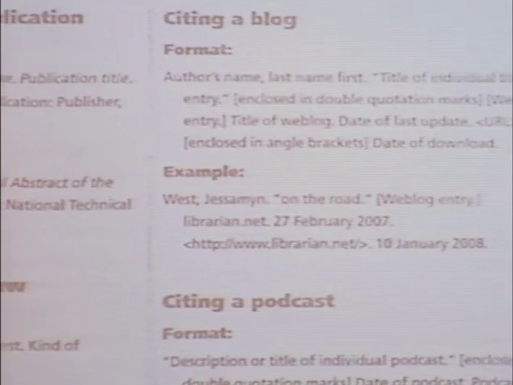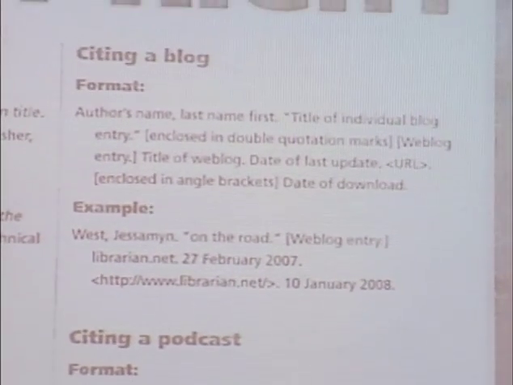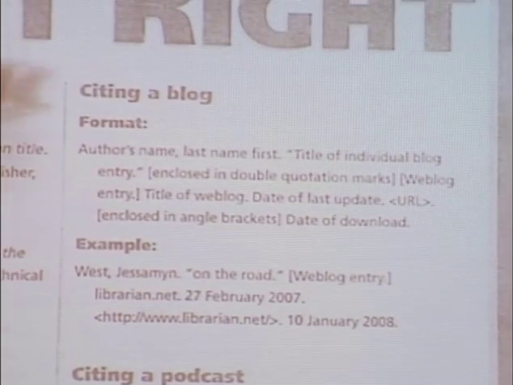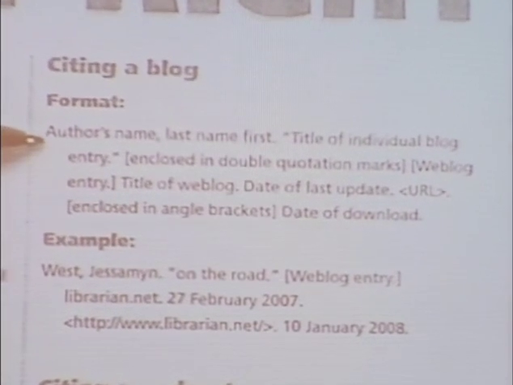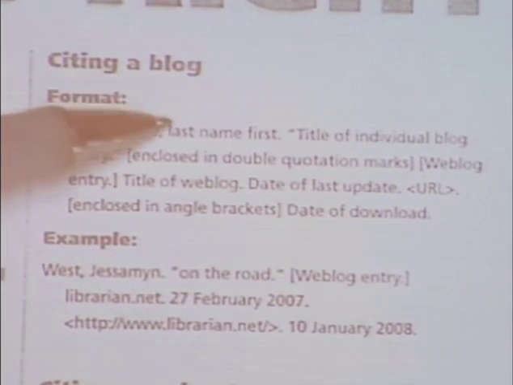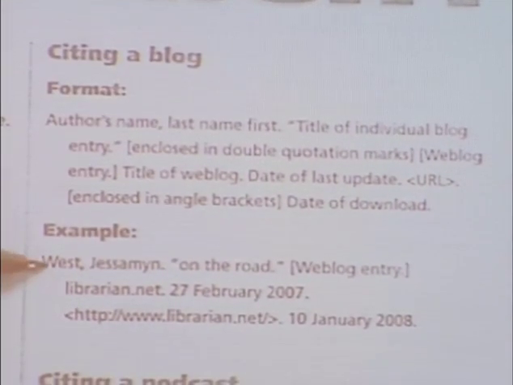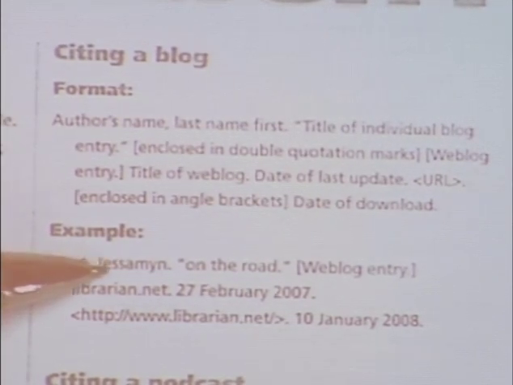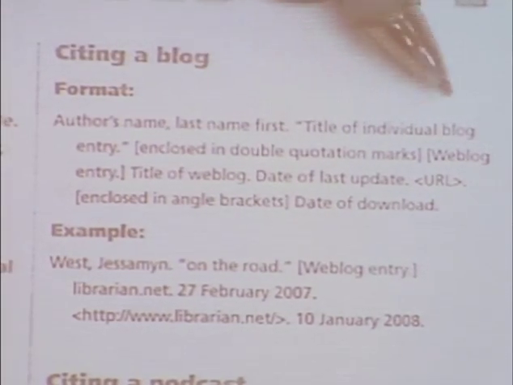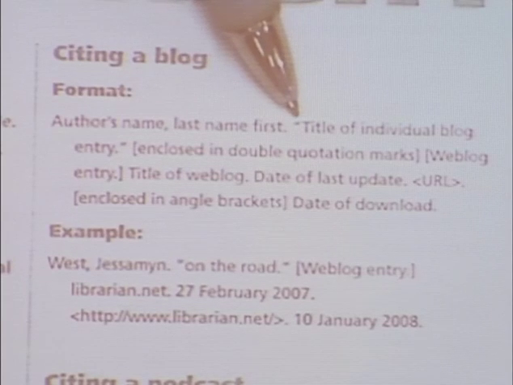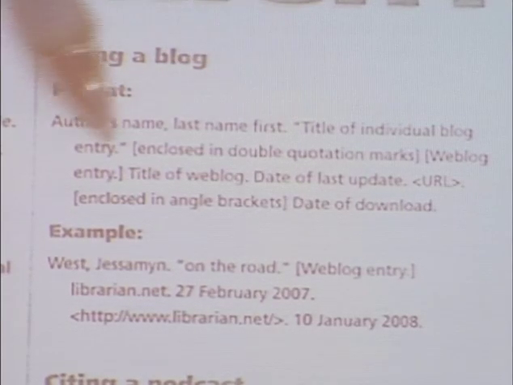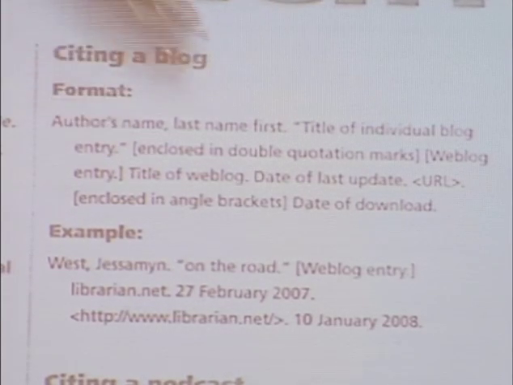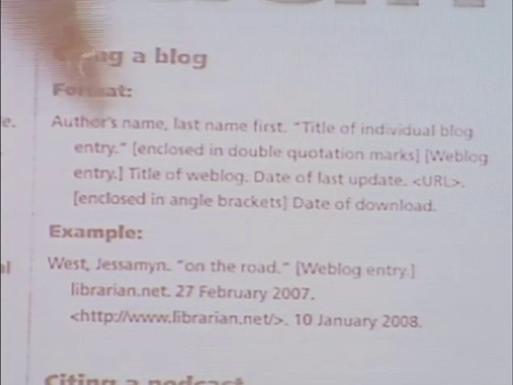Moving on to a blog. Blogging is very popular now, the same as Twitter and Facebook. This is how we're going to do a blog. Author's name, last name first. So here we see West, Jessamine. Then we're going to have the title of the individual blog entry. Notice here that it has parentheses around it. And notice also, once you do the title, it's period, then put the parentheses.